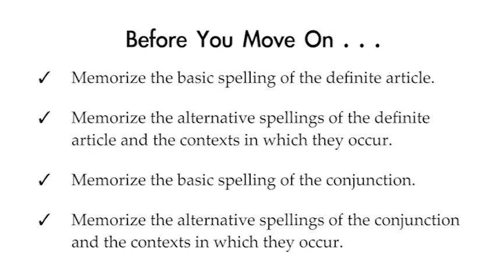So what do you need to know before you move on? First, memorize the basic spelling of the definite article. Heh, pathach, dagesh forte. Second, memorize the alternate spellings of the definite article and the context in which they occur, especially as they appear with guttural consonants and the categories of changes like compensatory lengthening, virtual doubling, and irregular segol. Next, memorize the basic spelling of the conjunction wow, and then memorize the alternative spellings of the conjunction and the context in which they occur and the rules that govern those realities, like, for example, rule of schwa 2.